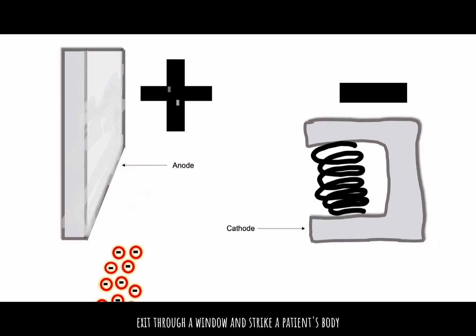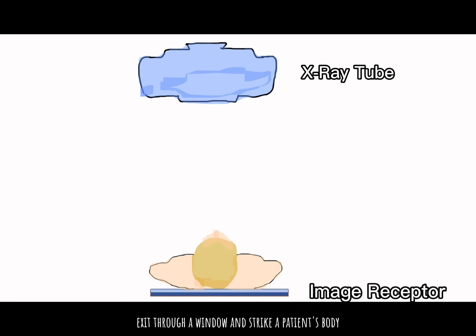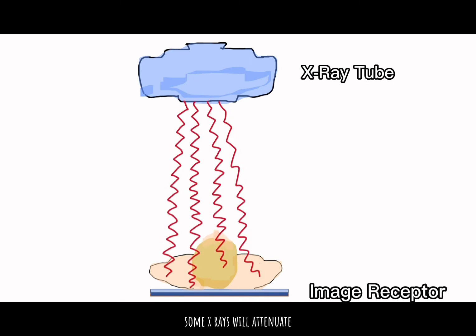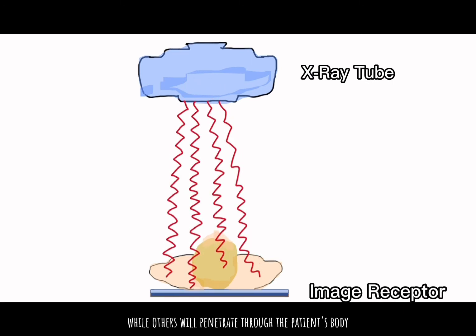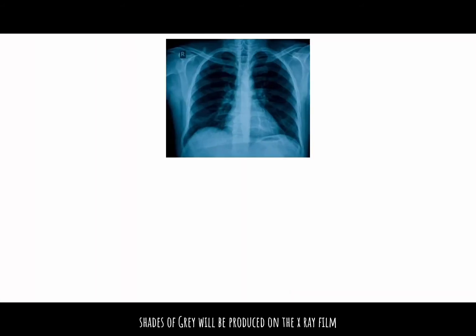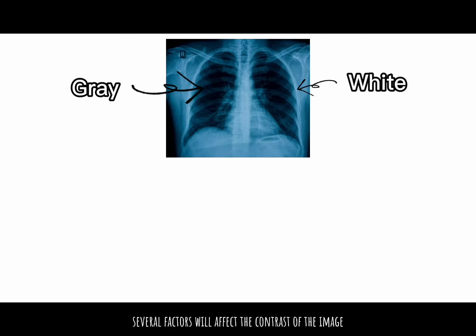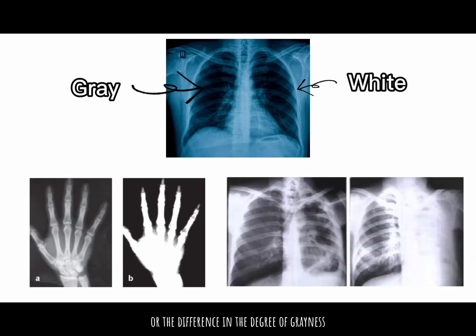X-ray will then exit through a window and strike a patient's body. Some X-rays will attenuate while others will penetrate through the patient's body and strike the image receptor. Thus, an image with different shades of gray will be produced on the X-ray film. Several factors will affect the contrast of the image, or the difference in the degree of grayness.